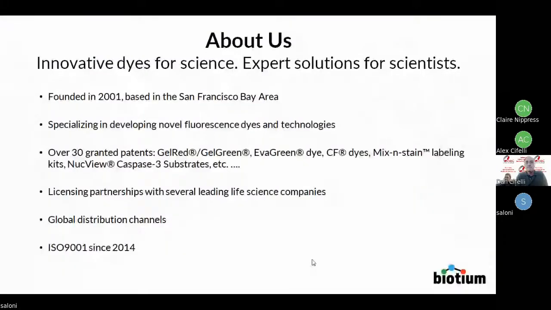So I'd first like to start out by providing a brief introduction about Biotium. We are a life science reagent company located in the East Bay. We were founded in 2001, and we specialize in developing fluorescent dyes and related technologies. Our products include gel stains, which I'll be speaking with you about today, to cell stains, dyes, and reagents for immunofluorescence, for flow cytometry, as well as products for protein detection and analysis, and products for genomics and NGS. We have over 30 granted patents, as well as OEM and licensing partnerships with several leading life sciences companies. We also have a global distribution network and are proud to be an ISO 9001 certified company.